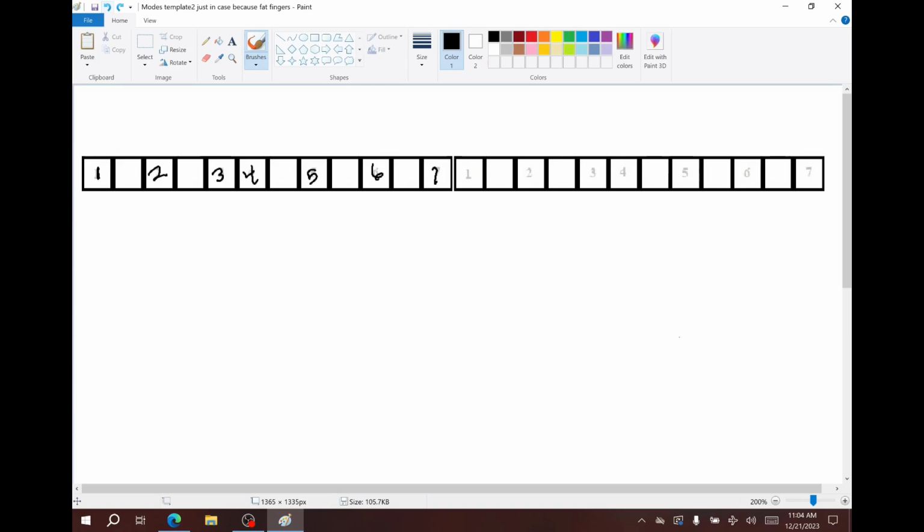So let's say C major. We know that there are no sharps or flats in that, so let's test that out. C, D, E, that's an F, F, G, A, B, and then it starts over on C. So everything works out there.